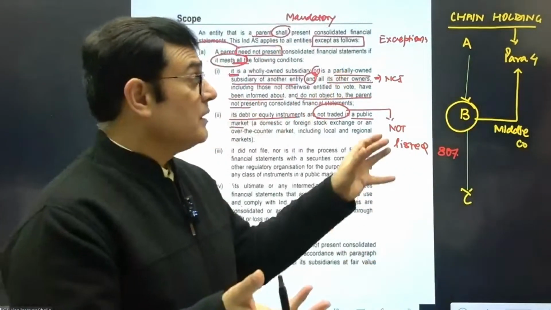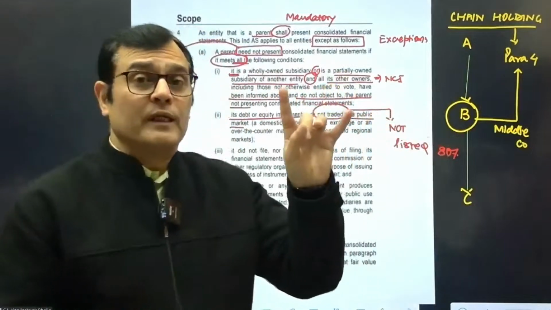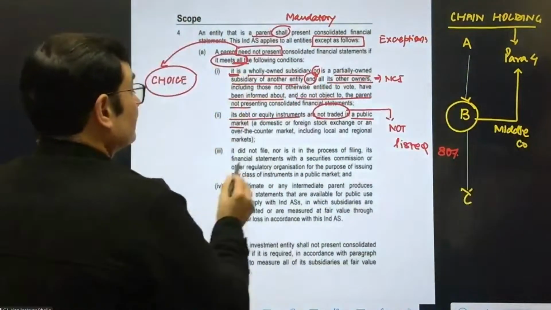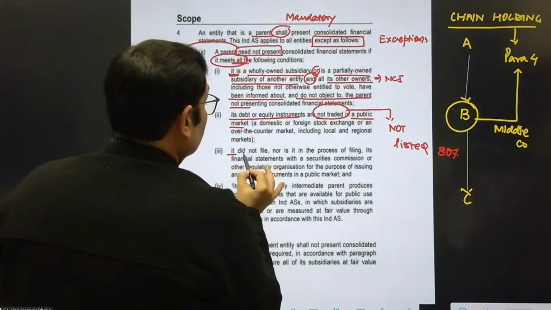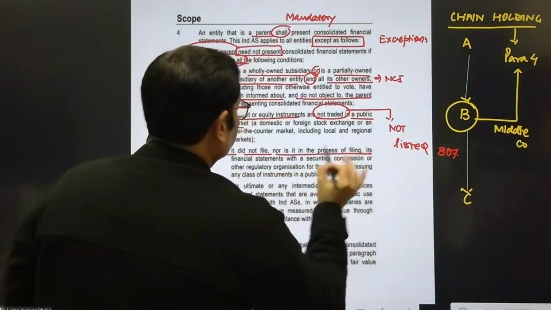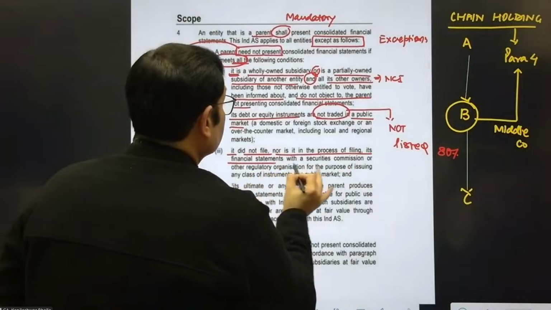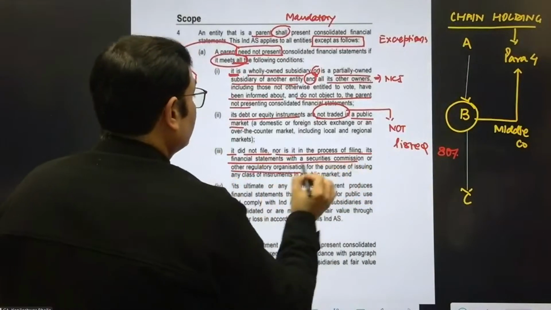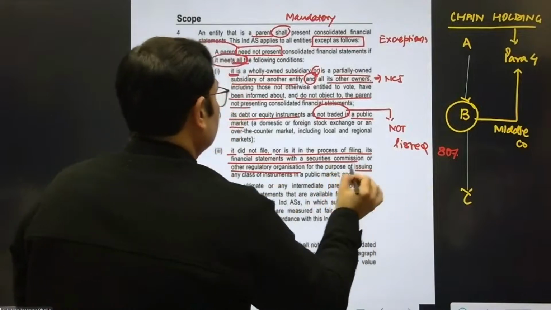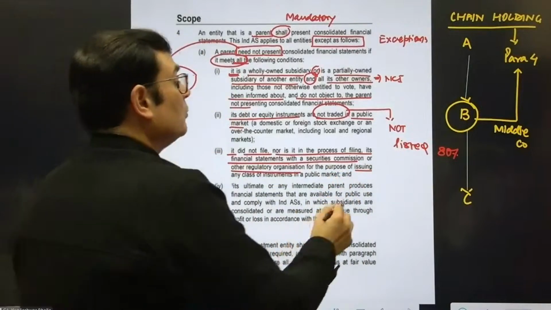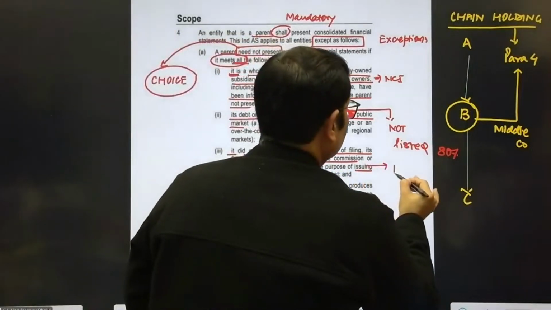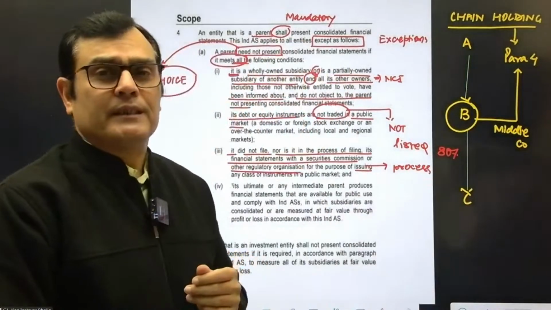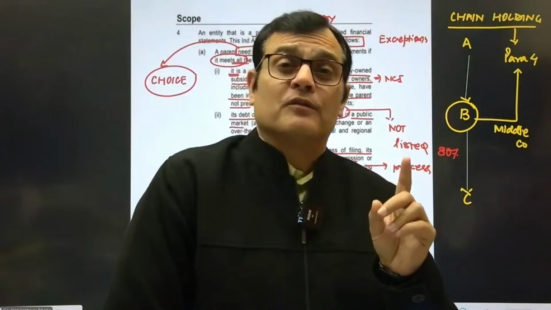But if B is a listed company, undoubtedly it will never get any exemption. Then it adds on. That means B did not file, nor is it in the process of filing its financial statements with the Security Commission or other regulatory organization for the purpose of issuing any class of instruments, which means it is not even in the process of getting listed. The condition number 3 is that it is not even in the process of getting listed.